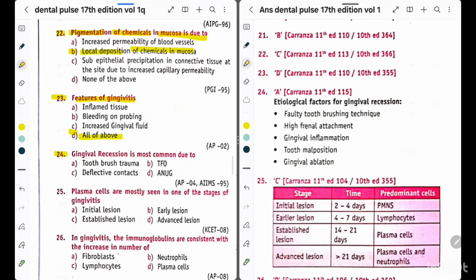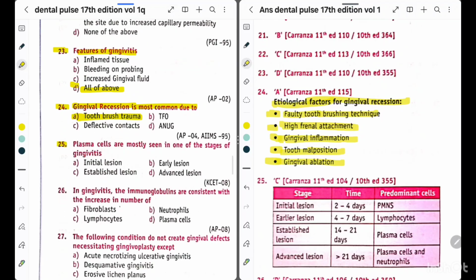Question 24. Gingival recession is most common due to option A, toothbrush trauma, option B, TFO, trauma from occlusion, option C, defective contacts, option D, ANUG. So the answer is option A, toothbrush trauma. Gingival recession is most common due to toothbrush trauma. Etiological factors of gingival recession: faulty toothbrushing technique, high frenal attachment, gingival inflammation, tooth malposition, and gingival ablation.